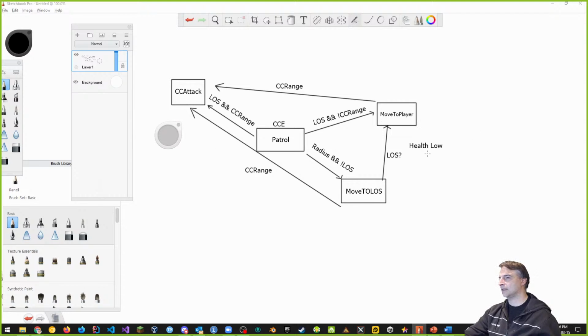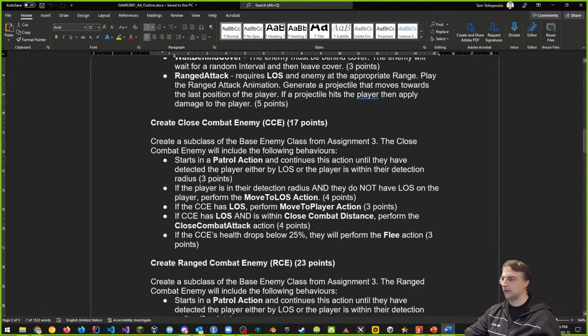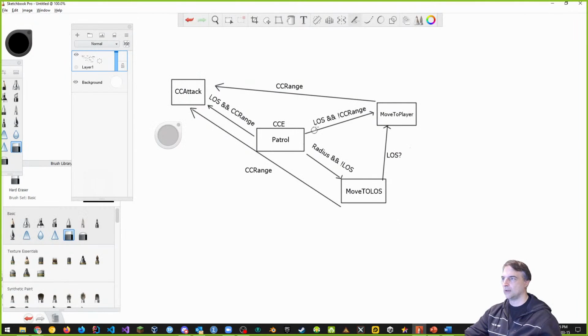And if we're going to use a hierarchical state machine, the flee action is not something that you want to come from here. What if the player sees the enemy and knocks them? That has nothing to do with them in attack. Any time the close combat enemy's health drops below 25%, they're going to perform the flee action. So we can use a hierarchical state machine to represent this state right here.